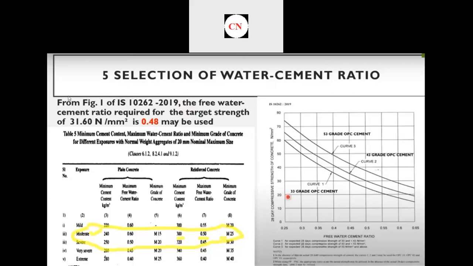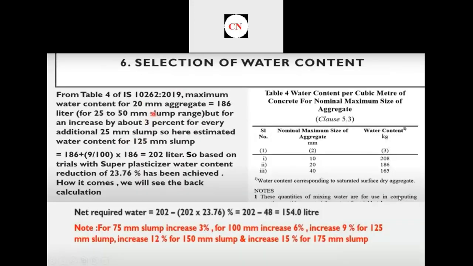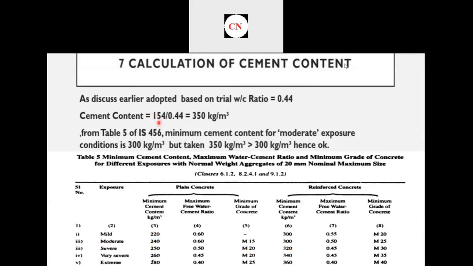There is no change in the water content, but the minimum cement content we have to check now. It is given as 300. Earlier we had taken the condition of severe, so make that correction. For moderate, 300 for reinforced concrete section. The 350 kg per meter cube we have provided is greater than 300 kg per meter cube. Hence the provided cement content is okay.